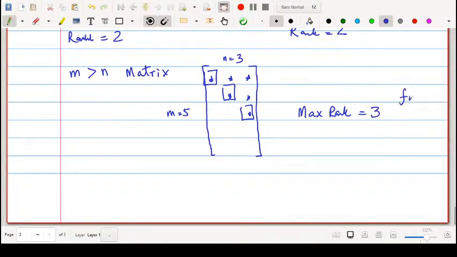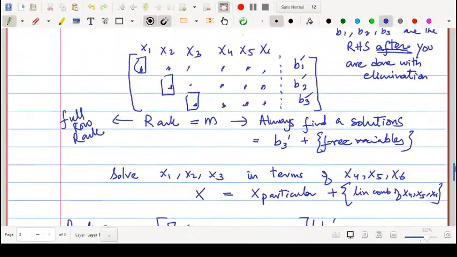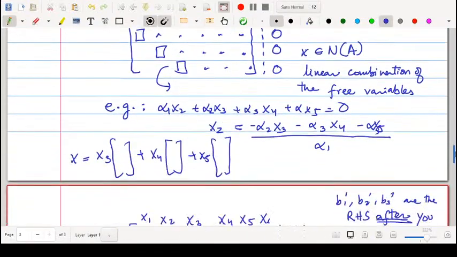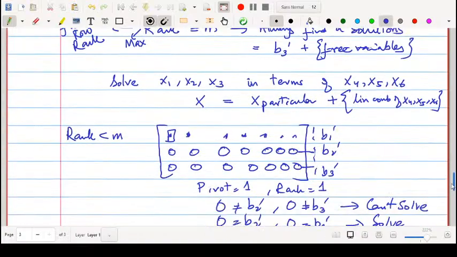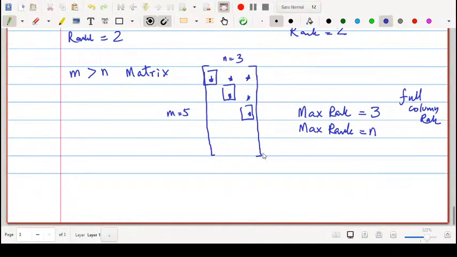So in this case you can get a full column rank, but you can't get full row rank. So the maximum number of pivots that you're going to get, the max rank in this case, is equal to n. In the previous case, the maximum rank was equal to m, the number of rows, and in this case, the maximum rank is equal to n. Okay, so what do we know about the system?